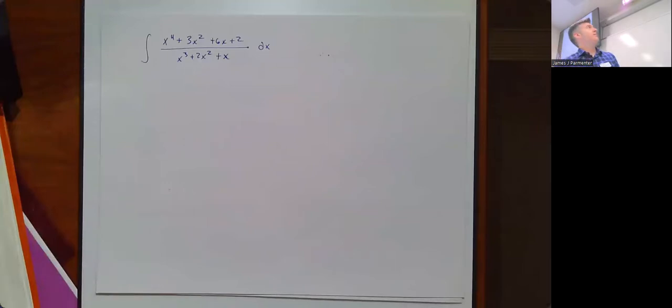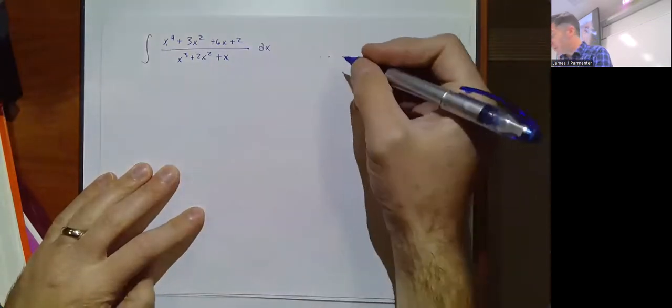But first and foremost, I see a degree on top that's bigger than my degree on the bottom. So regardless of anything else, I don't even know if this bottom factors, although it does factor. Regardless of anything else, I have to start with the polynomial division. There's nothing else I can do. There's definitely not a u substitution I can do here.